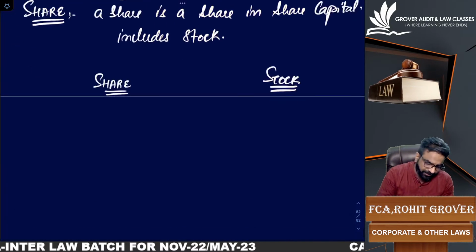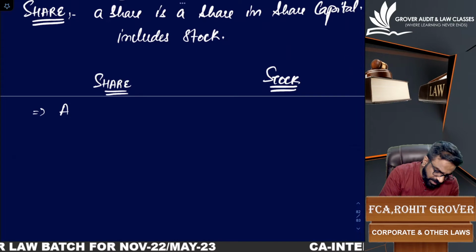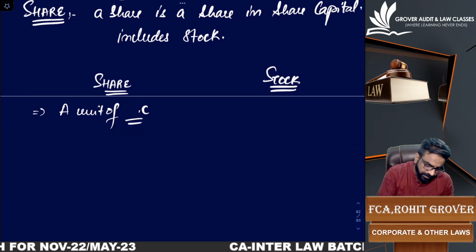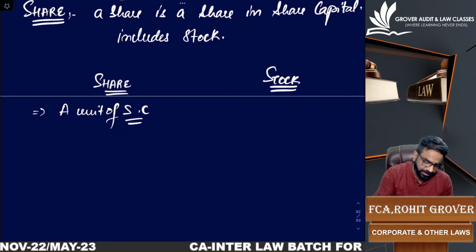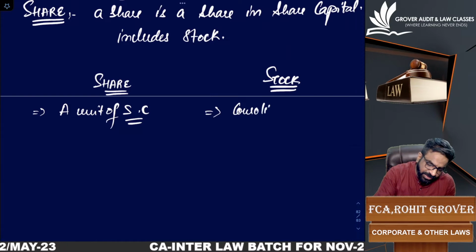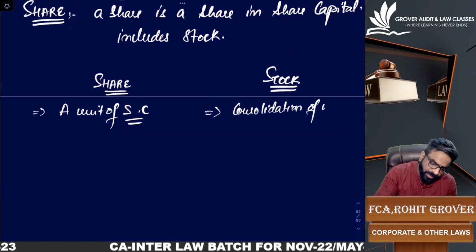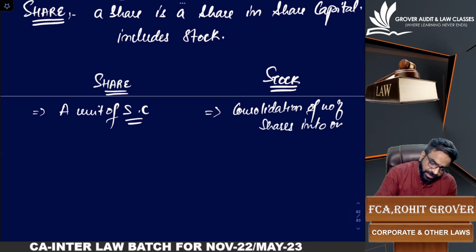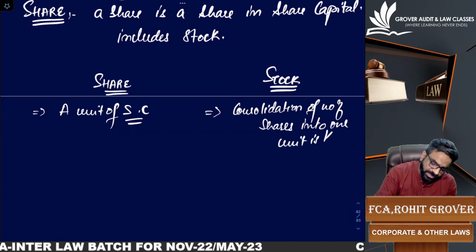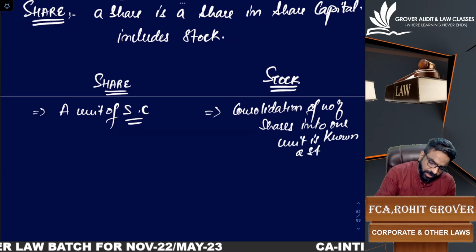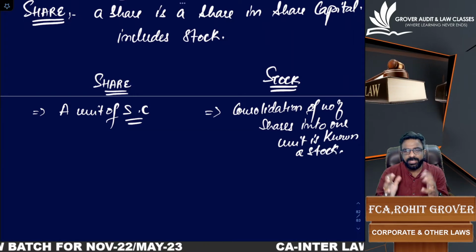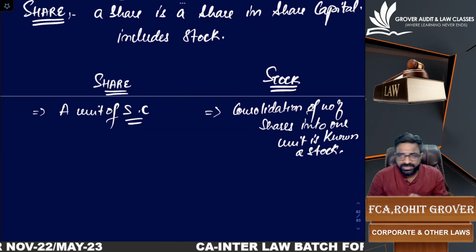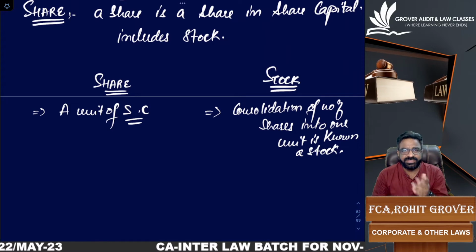Let me tell you the major difference first. It is known as a unit of share capital. What is a share, everyone? A share refers to a unit of which capital? Share capital. So can I say that consolidation of a number of shares into one unit is known as stock? So when I consolidate my number of shares into one unit, that is known as stock. The share is the one single unit of the share capital. That is the first major difference between share and stock.